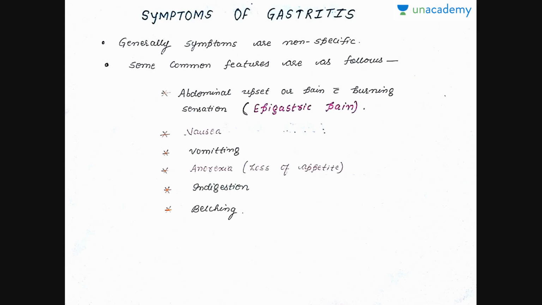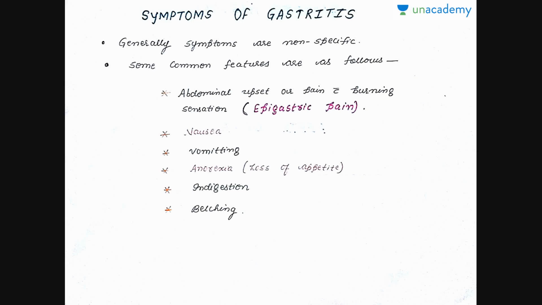Now we will deal with the symptoms of gastritis. Generally the symptoms are non-specific for gastritis, but some common features are seen, that are abdominal upset or pain with burning sensation. This pain is experienced in the epigastric region, so we call it epigastric pain. The next is nausea followed by vomiting. Then the other symptom is anorexia. Anorexia means loss of appetite. And the next is indigestion, and finally belching. These are some symptoms of gastritis.